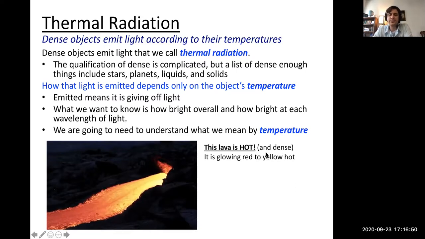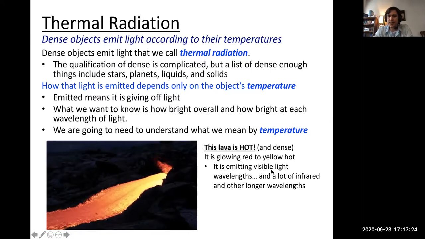But lava is also dense, which means that it's giving off thermal radiation. So here we have an example of thermal radiation. We see that some of it is glowing red hot, some of it is sort of glowing yellow hot. The yellow hot part is hotter. The hotter you get, the more shorter wavelengths you give off. And if you remember from our previous video, yellow wavelengths are shorter wavelengths than red wavelengths. Red wavelengths are the longest wavelengths in the visible spectrum. So this region right here is hotter than this region over here.